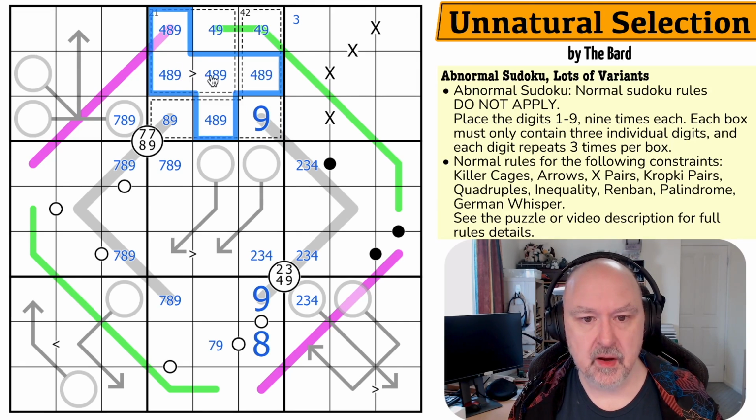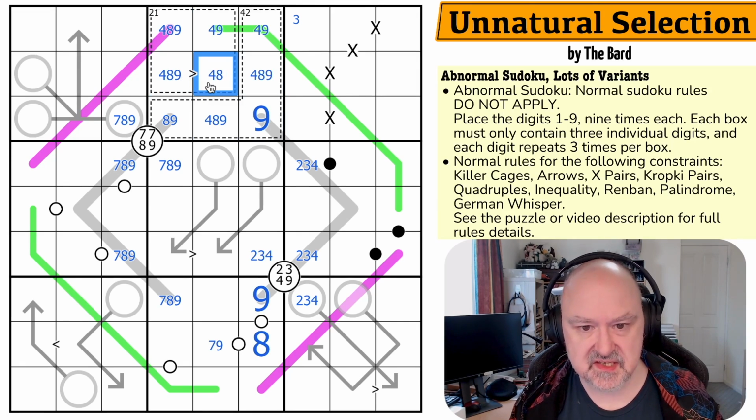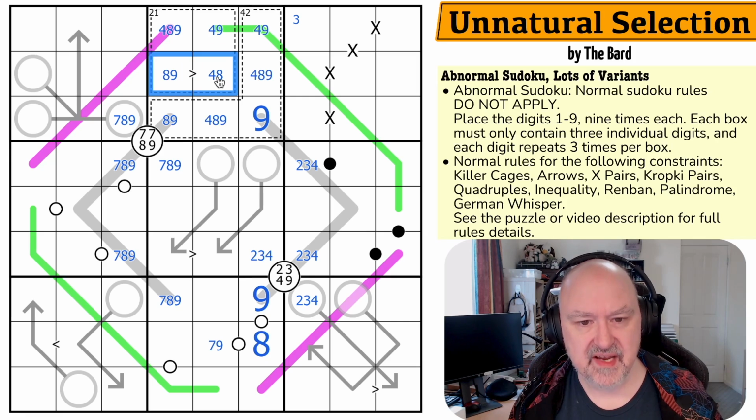Now this must be higher than this. So this isn't a 9 and this isn't a 4. This sums to 21. So if I've got an 8 and a 9 in here, I'm already at 17. I must have 2 4s in this box. Because if I put an 8 and a 9 in here, then I'm already at 17 and I could only fit one more 4. So I can only put one 8 or 9 in here.